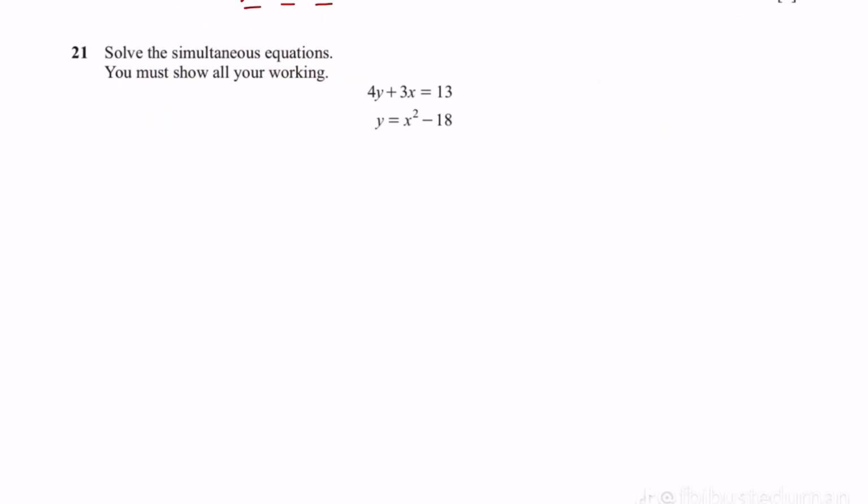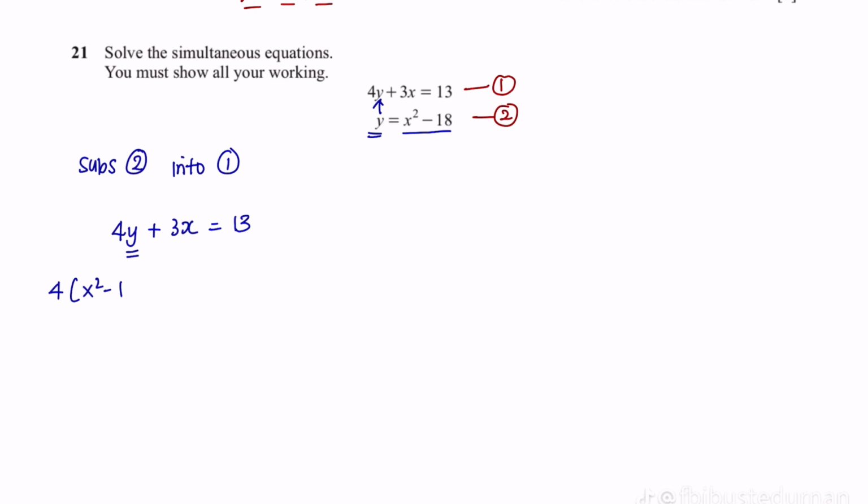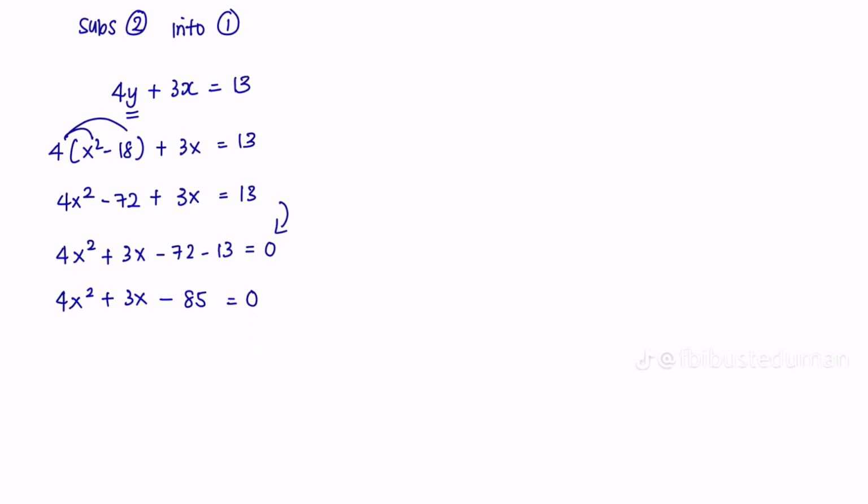Next, question 21. Solve the simultaneous equations and you must show all your working. So this is your first equation and this is the second equation. So we're going to substitute the second equation into the first equation. So y would be x squared minus 18, plus 3x equals 13. We'll just open up the bracket and rearrange the equation into a quadratic equation. And once we have obtained the quadratic equation, we will find the value of x. To solve this, you can use your calculator. This will be the value of a, this will be the value of b, and this will be the value of c. Just put into your calculator and you will get 2 x values.